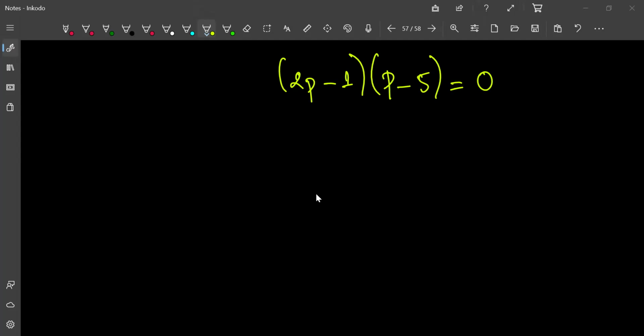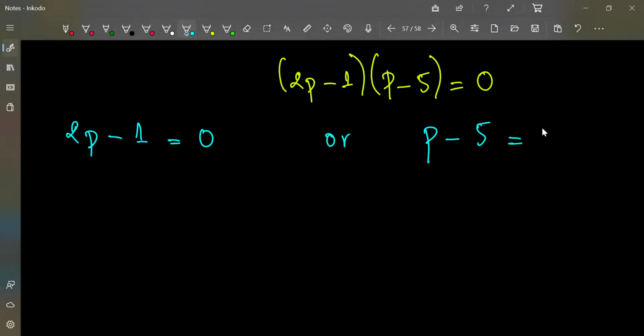And for today's video, I will show you how to solve quadratic equations using the zero product property. The zero product property says that if we have the multiplication of two factors, then at least one of the factors is equal to 0. So now we get 2p minus 1 equals 0 or p minus 5 is equal to 0. So now let's find the value of p.